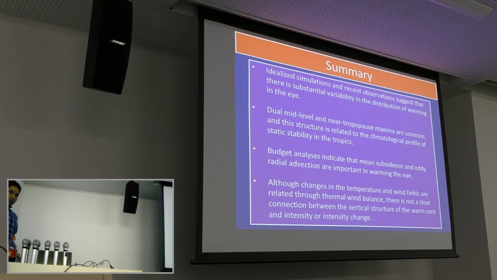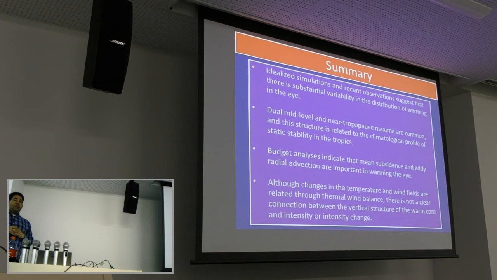For the mid-level maximum, which is more important, mean subsidence or eddy radial advection? I think it depends on the time that you're looking at. The earliest time that I showed, it was almost all eddy radial advection because the mean vertical advection was the wrong sign, because you were having ascent in the eye.